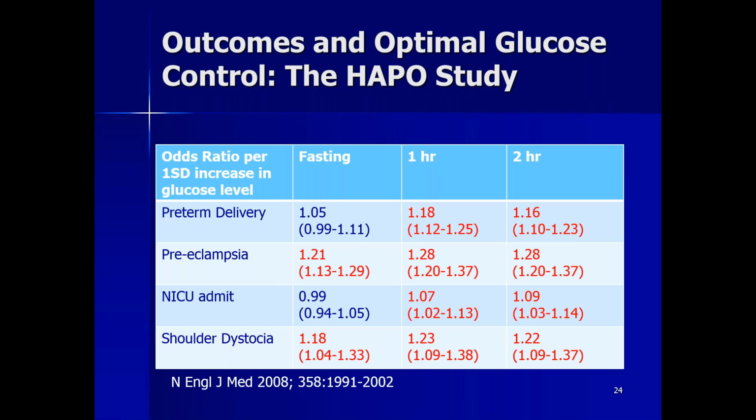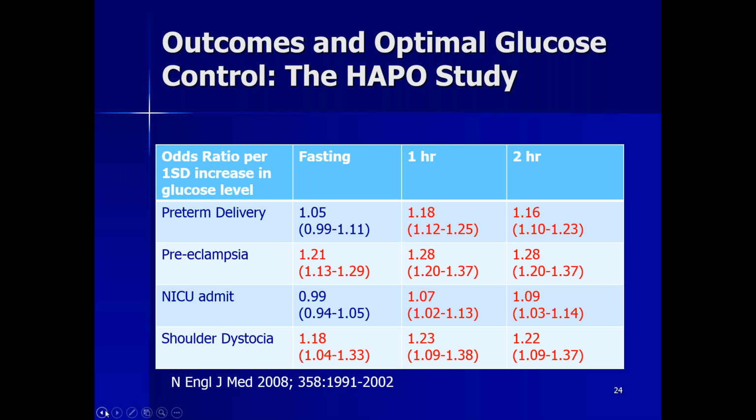Looking at the odds ratio, for every 1 standard deviation increase in the glucose level, you saw these incremental increases in preterm delivery, preeclampsia, NICU admit, shoulder dystocia. So wherever I have them in red, you have significant increases as you move up that ladder.